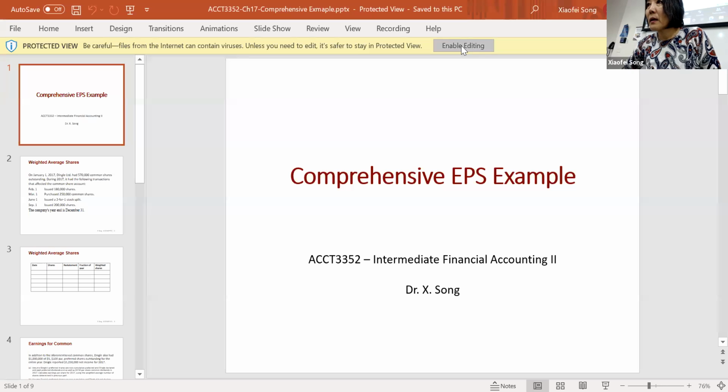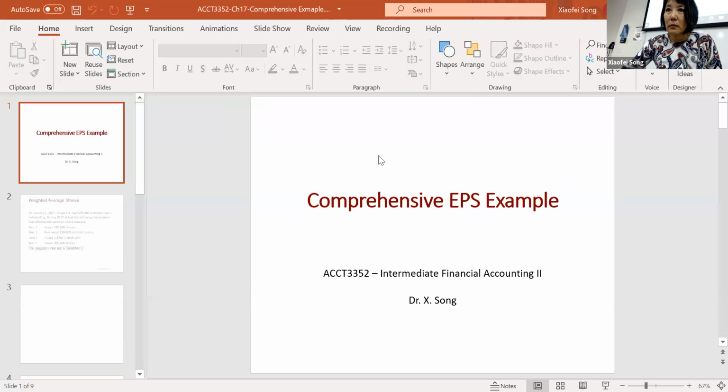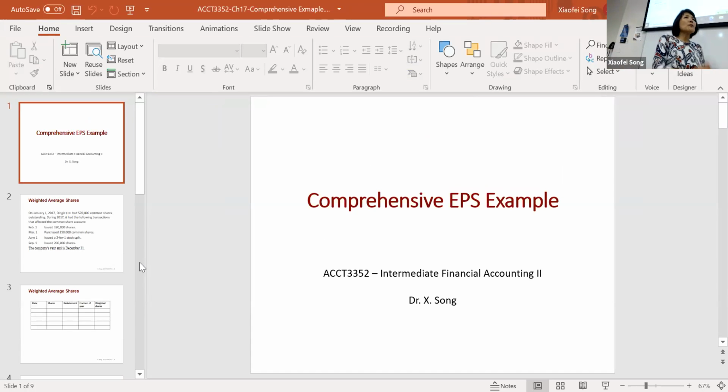Okay, so this one is posted. So basically, for basic earnings per share, there are two problems to solve. One is the numerator, to determine the earnings belonging to common shareholders. For the denominator, that's the weighted average number of shares outstanding. We need to consider the new issuance, the repurchase, and the stock split or large stock dividends.